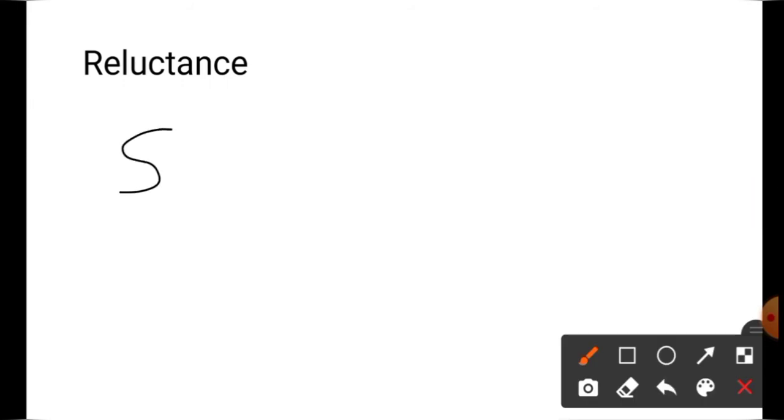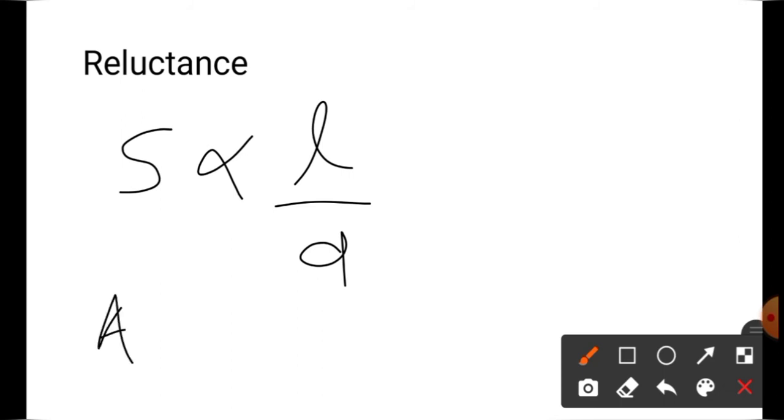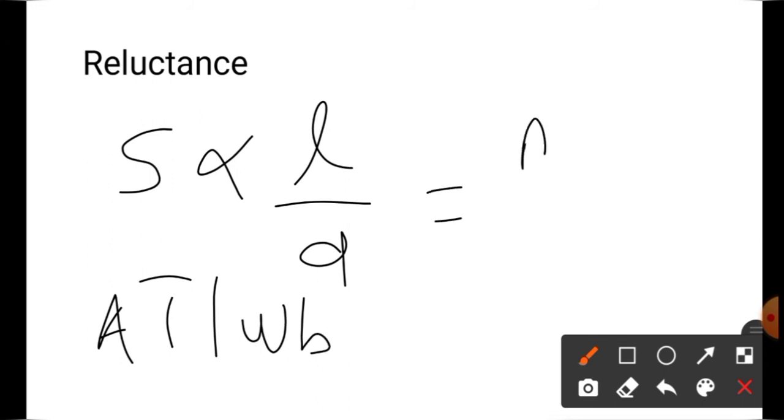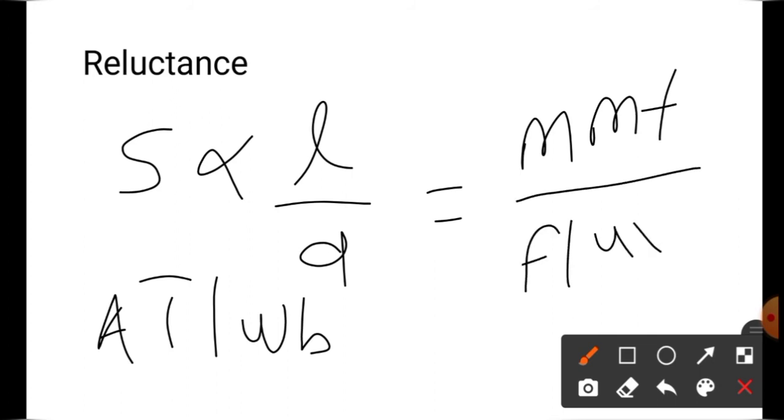Next point is the reluctance. In an electrical circuit, current flow is opposed by the resistance of the material. Similarly, the opposition of the material to the flow of flux is called reluctance. Reluctance is denoted by the letter S. It is directly proportional to the length and inversely proportional to the cross-sectional area. Unit of reluctance is ampere turn per Weber, and it is also defined as MMF, that is magnetomotive force, divided by flux.